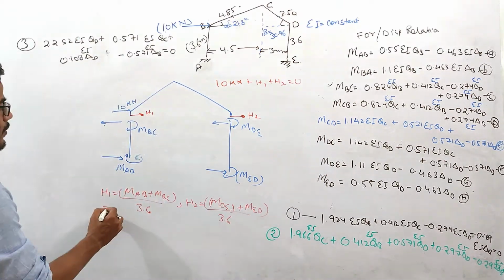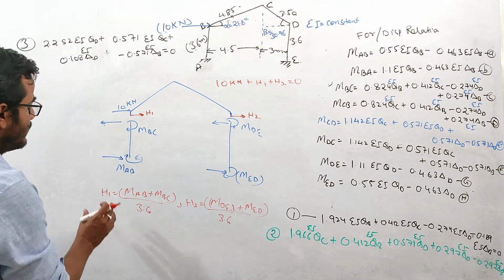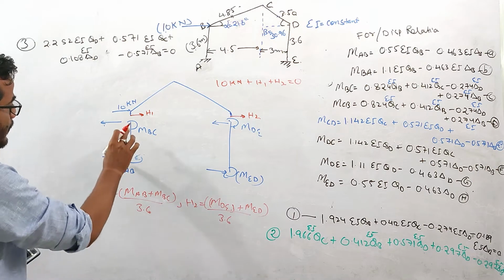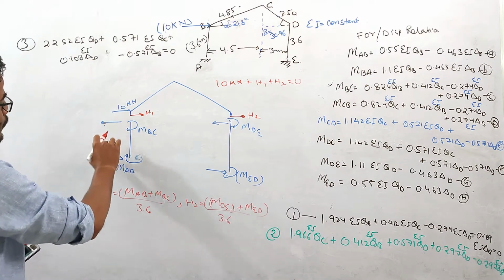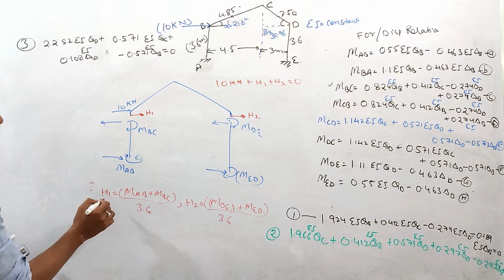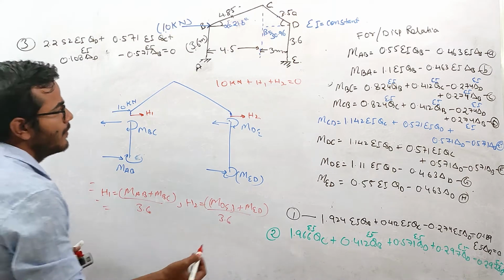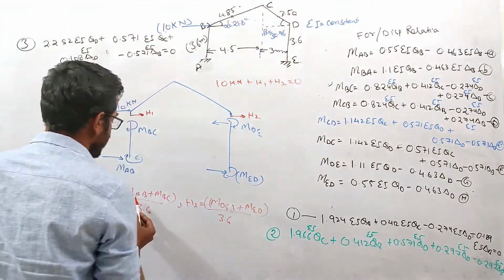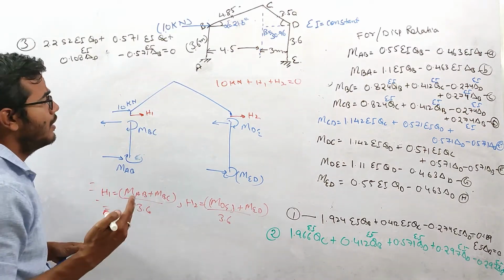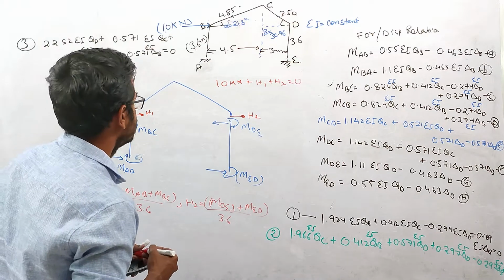This thing we have already discussed, right? These two forces will form a couple that will balance this moment. From that we derive this equation. Now what we will do, we'll put the value of this MAB, MBC in this equation and form our next, fourth equation, right?